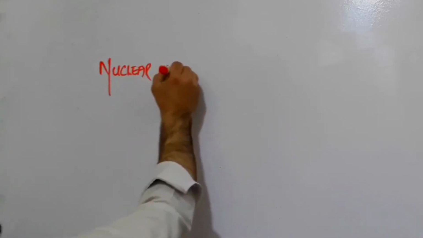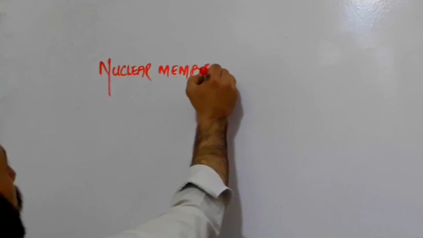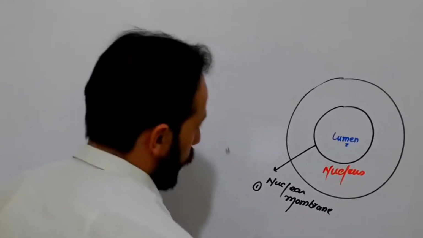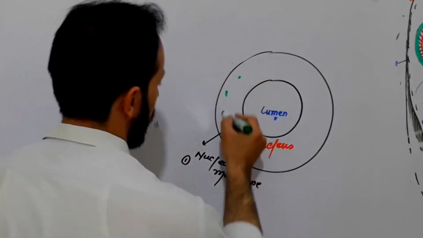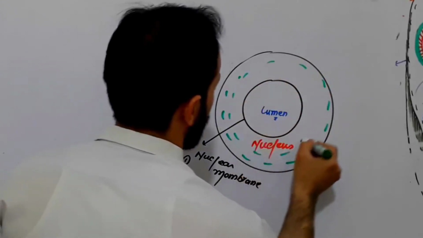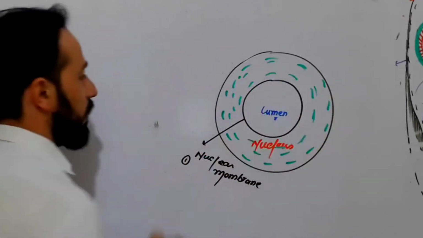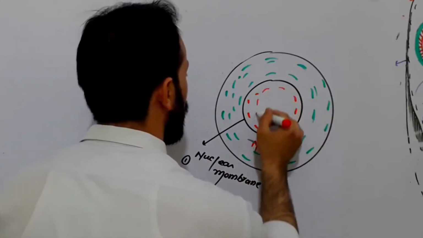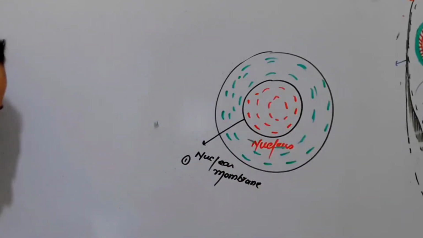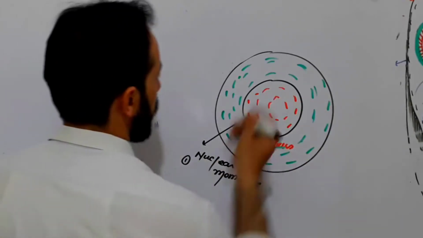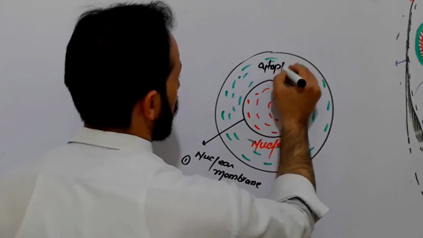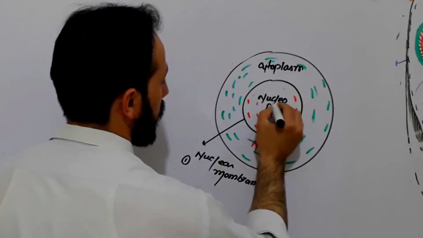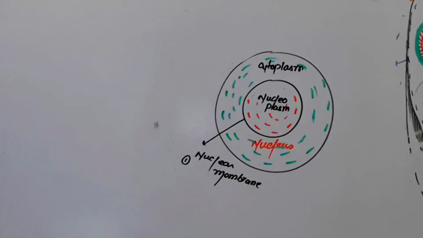So what is the nuclear membrane? If you focus here, outside the nucleus we have a viscous, jelly-like fluid, and this jelly-like fluid is called the cytoplasm. Inside the nucleus we have another jelly-like, fluid-like substance. This is called nucleoplasm. So outside the nucleus is the cytoplasm, and inside the nucleus we have the nucleoplasm, right?